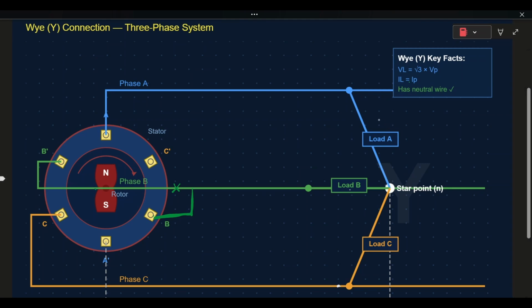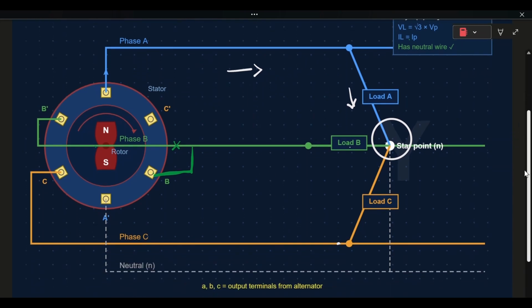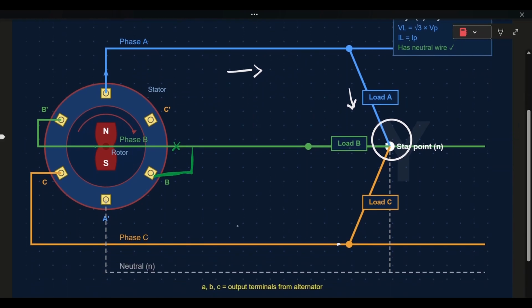So now, let's talk about the Y connection. So in the Y connection, you have each phase connected to a single load. So now these three phases all meet at a central point called the star point. Then from this central point, you have another connection line back to the source. So this connection line can either be used as the neutral line, or for the purpose of grounding.